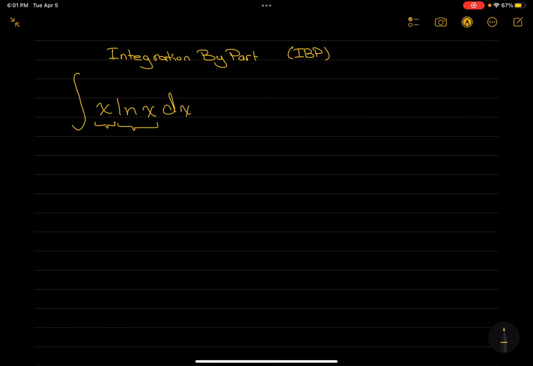Now the formula for integration by parts goes like this. The integral of u dv equals uv minus the integral of v du. Now I'm going to explain each one of these in detail. The important thing to keep in mind is that u and v refer to our functions.